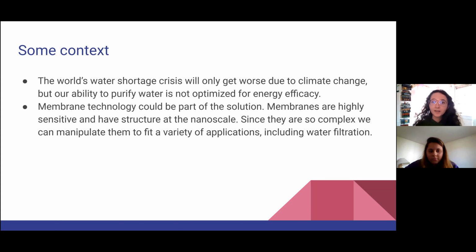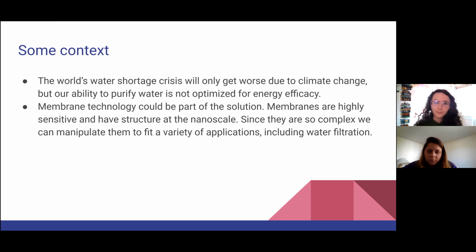So to provide some context for my project, a large portion of the world's energy is actually used to make water safe for human consumption, but we still have a water accessibility crisis. Current technology is often either too energy inefficient to be practical in many regions, or is simply not effective in cleaning the water. Membrane technology is being investigated widely as a solution to these problems.